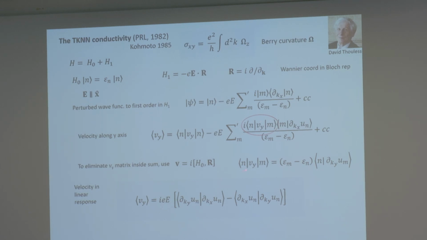So if you treat the velocity as a commutator of the unperturbed Hamiltonian, you find that the matrix element here can be expressed back as a connection. You're going to see that the connection appears here and here. And the difference of the energies cancel out, and you get this very simple expression for the expectation value of the velocity.